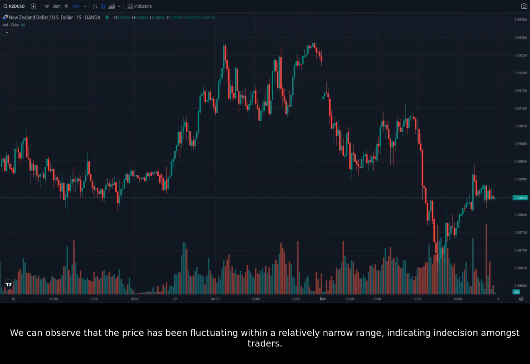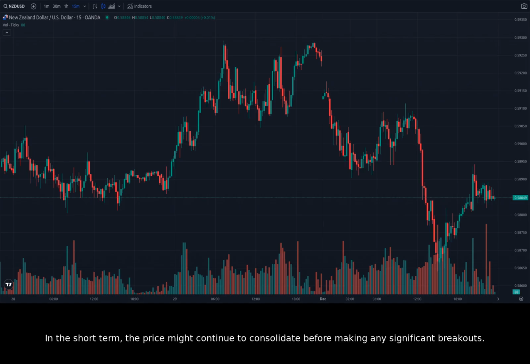We can observe that the price has been fluctuating within a relatively narrow range, indicating indecision amongst traders. In the short term, the price might continue to consolidate before making any significant breakouts.